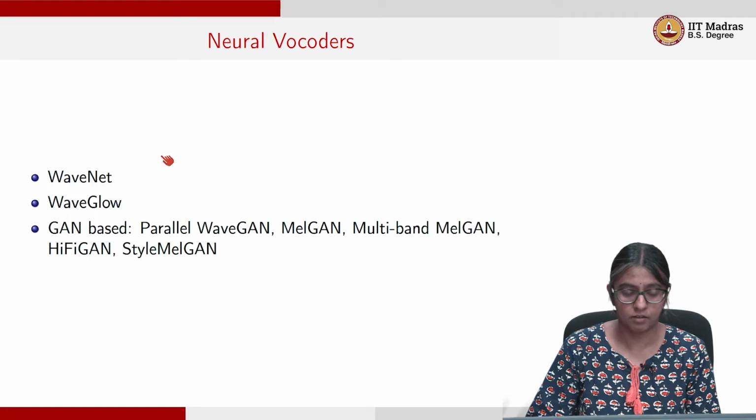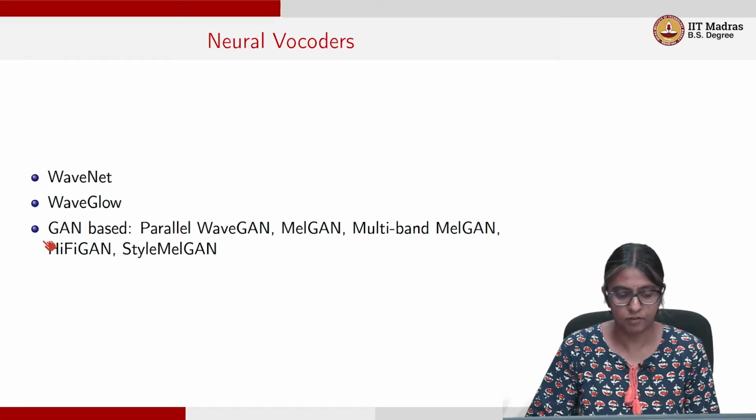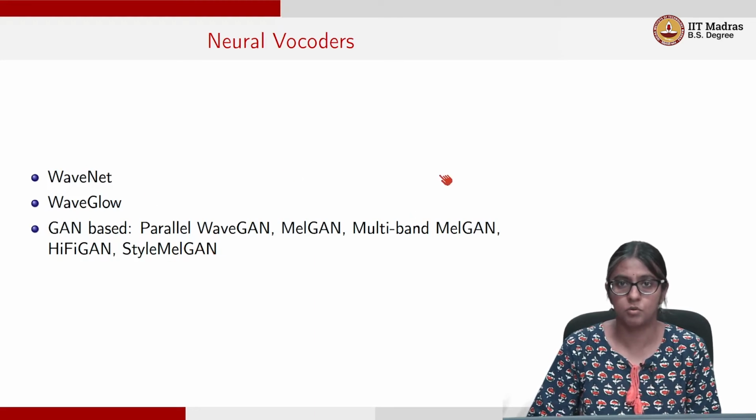So WaveNet is one of the vocoders. We have WaveGlow and we have GAN based vocoders. I have referenced them towards the end of this talk. So we have Parallel WaveGAN, MelGAN, HiFi-GAN, StyleMelGAN, and so on. So these are all various vocoders that are available online, and you can choose whichever vocoder you want.